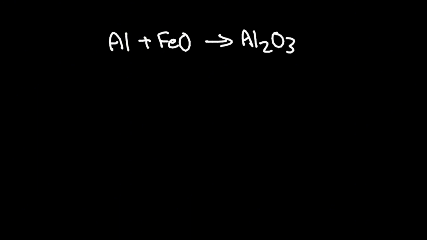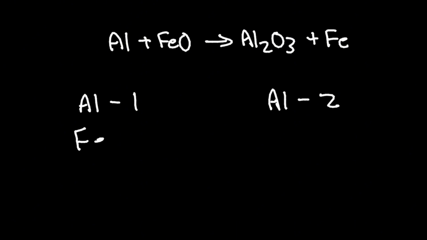Okay, let's try one final example. Aluminium plus iron oxide reacts to form aluminium oxide and iron. We have 1 aluminium on this side, 2 aluminium atoms on this side, so straight away we can see they're unbalanced. 1 iron atom on this side, and also 1 iron atom on this side. 1 oxygen and 3 oxygens on this side.